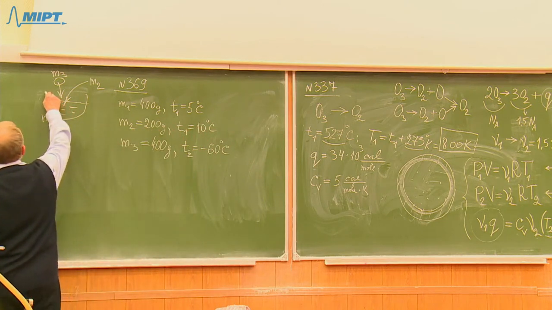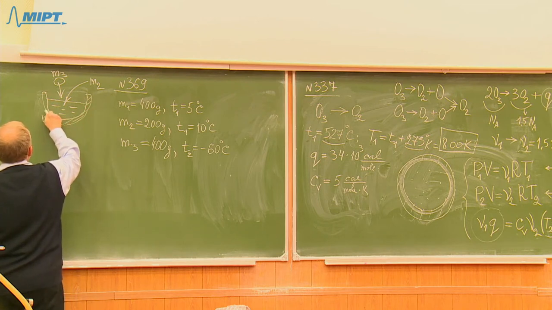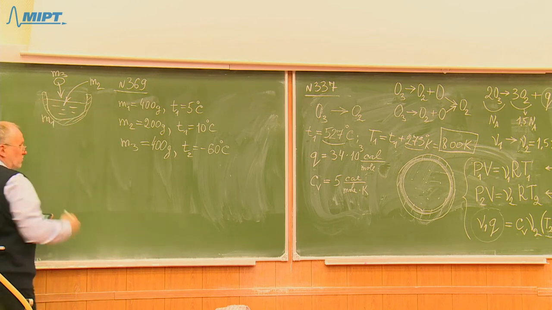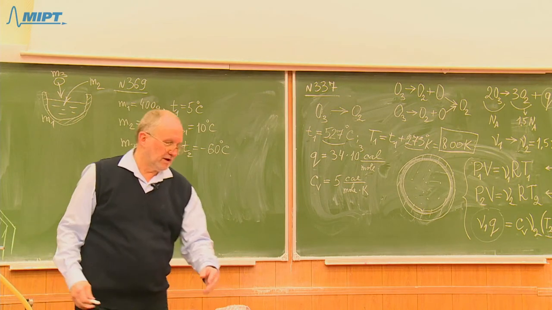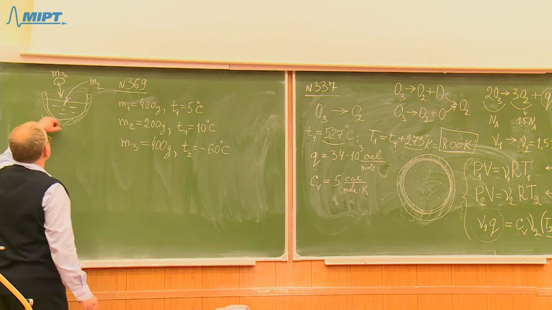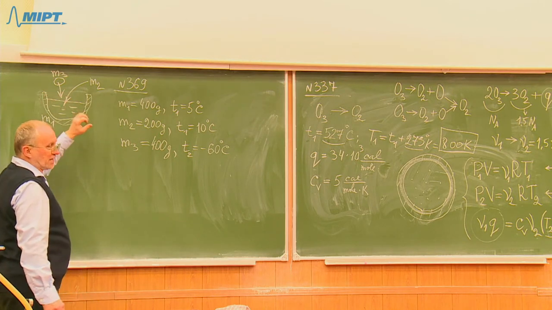Such a container has adiabatic walls, I mean thick walls which do not allow the heat energy to penetrate, which is heat insulating. The heat insulating wall gives you a vessel which is called a calorimeter.